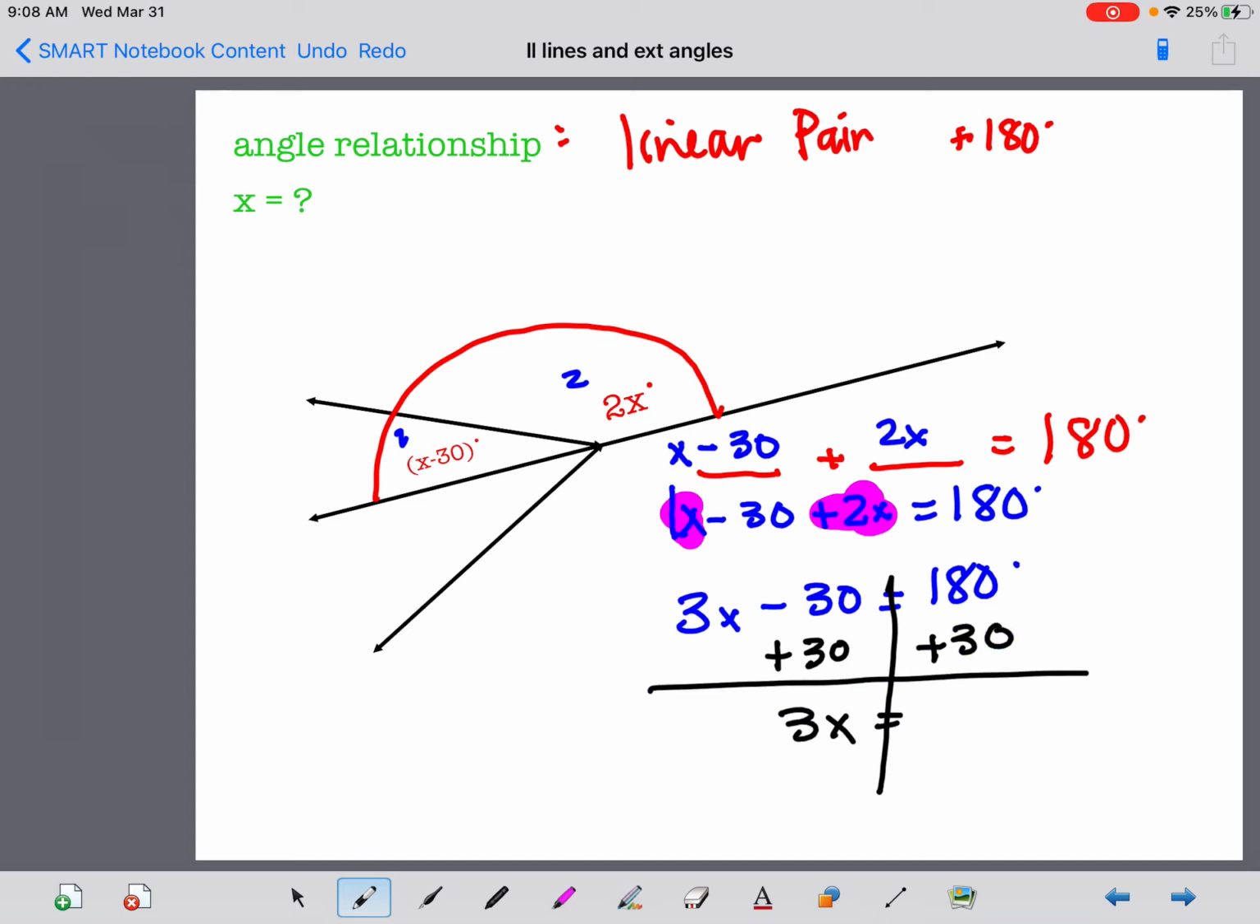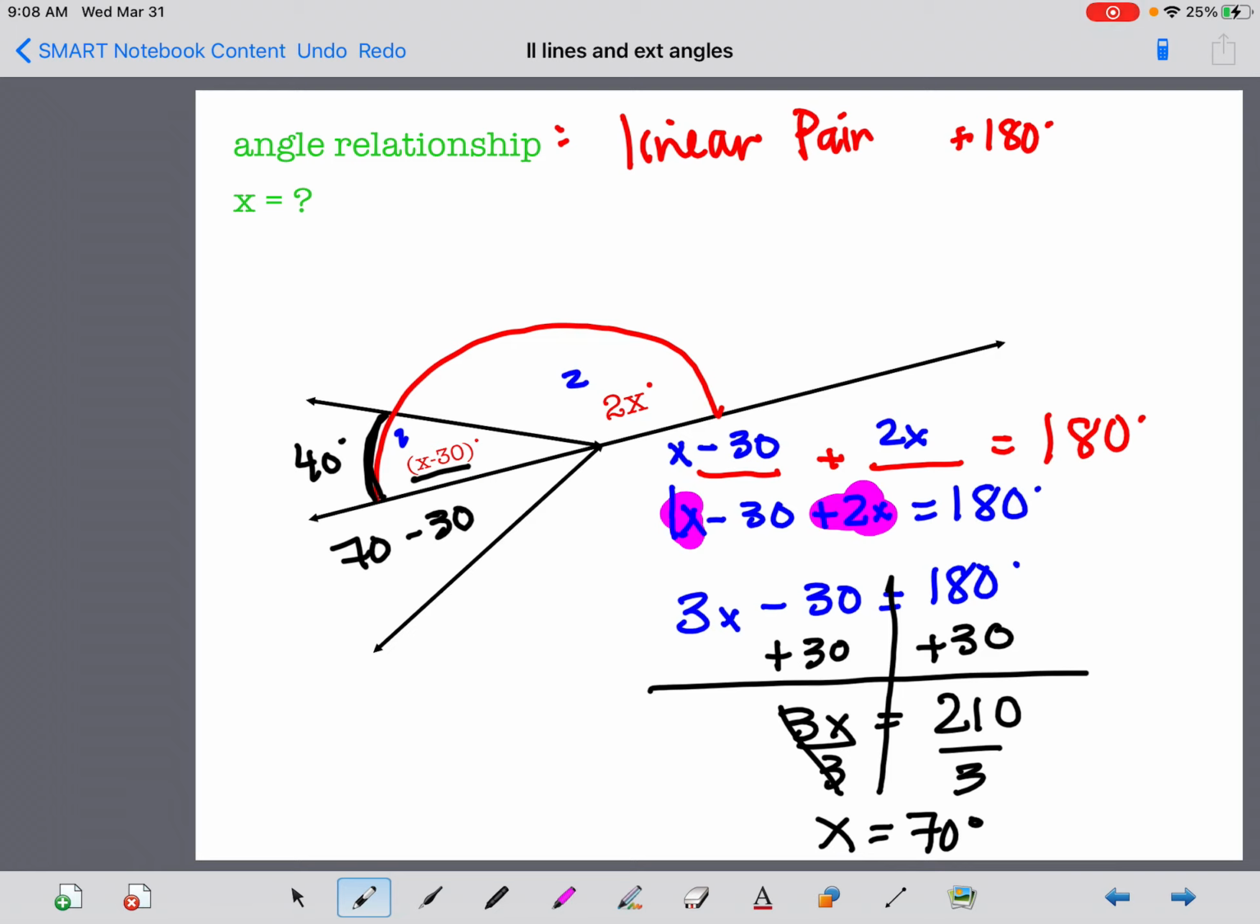And 3x is equal to 210. Divide by 3 to get x alone. That's going to cancel, and x is equal to 70 degrees. Now I could ask, hey, what is the exact number of degrees of this angle? If I want to know, then I have to put x back in here. I know x is 70 degrees now. So 70 degrees minus 30 degrees would give me 40 degrees for that angle.